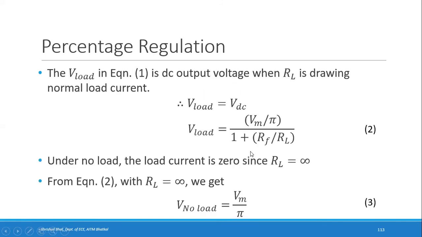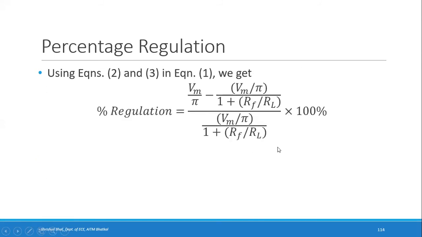So V no load is Vm by pi, V load is Vm by pi divided by 1 plus Rf by RL. So if I substitute them, this is V no load, this is V when there is a load, and this is V load. So what do you get? I can take Vm by pi common in between these two. Is it right? Vm by pi is common. If I take Vm by pi common, what will remain here? 1 minus 1 divided by 1 plus Rf by RL.